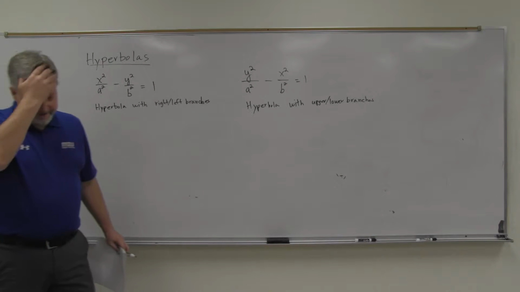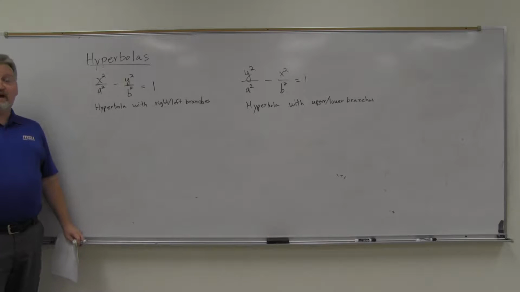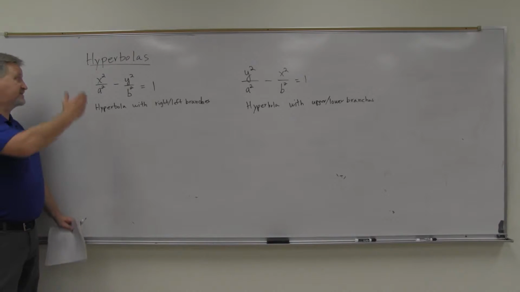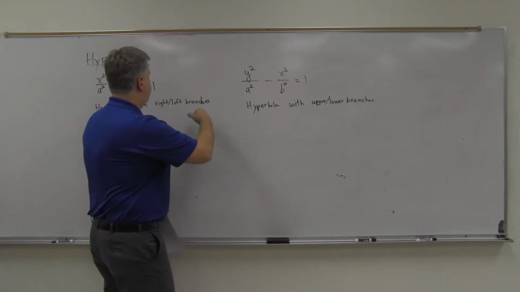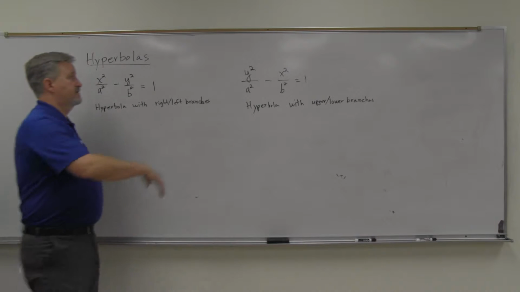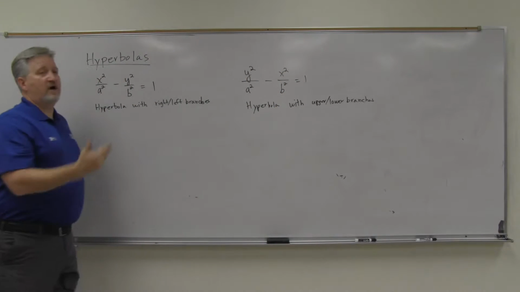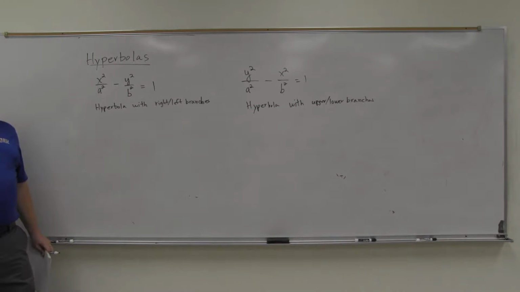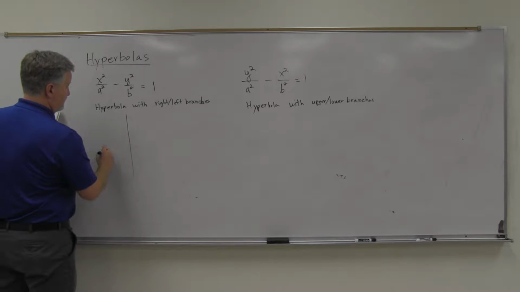Okay, so on hyperbolas, we've got the x squared and the y squared, but there's a minus between them. In this case, it's x squared over a squared minus y squared over b squared equals 1. And that, we talked about it, that's right and left branches because the x squared is first. We got the y squared minus the x squared over here. And since the y squared is first with the minus, that's an upper and lower branch hyperbola.